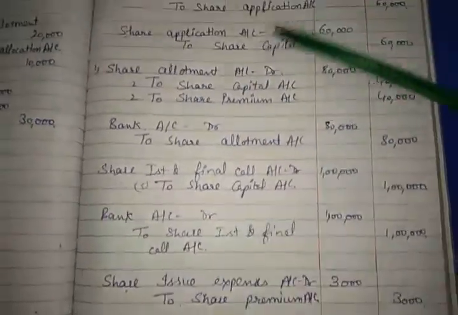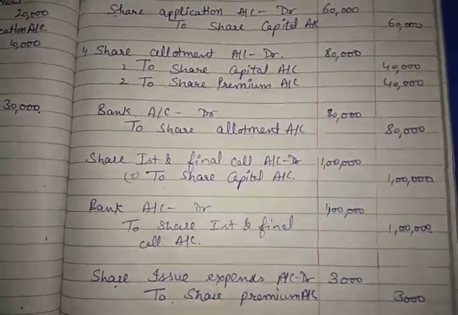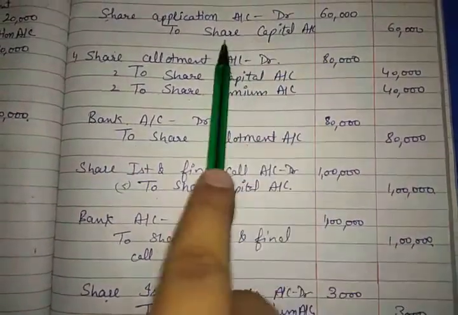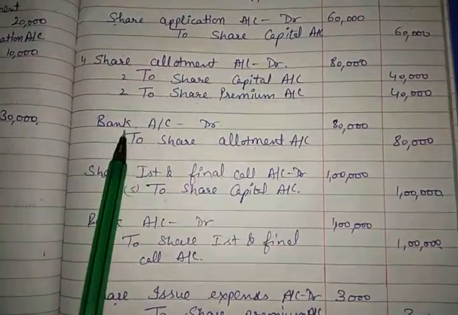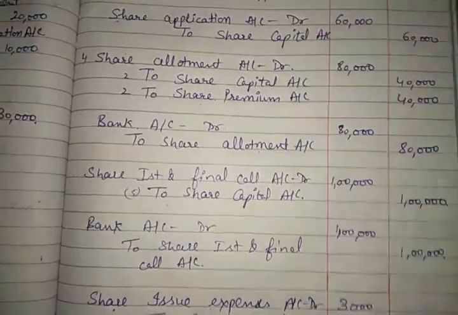Then you will have to pass an entry every time you are receiving a premium. But in which entry? The entry in which we are transferring money to share capital, and not the entry where we are transferring the money into bank. No, we have to pass an entry in the share capital part.